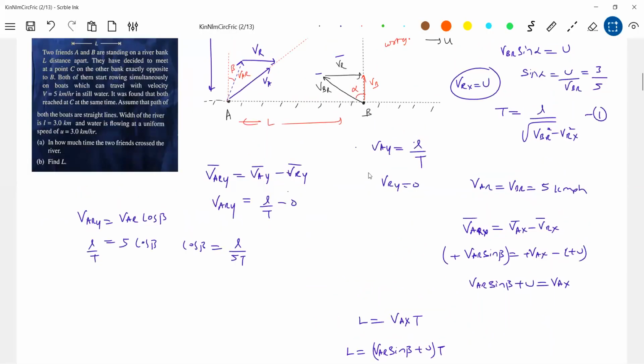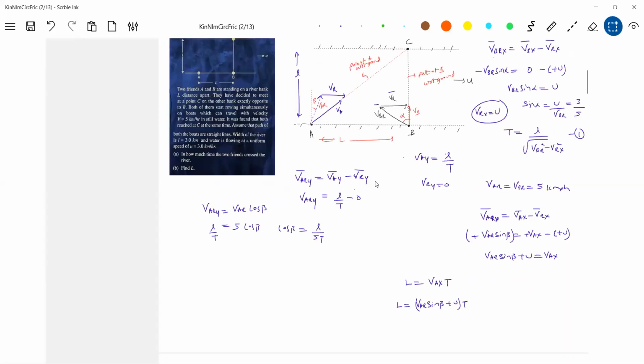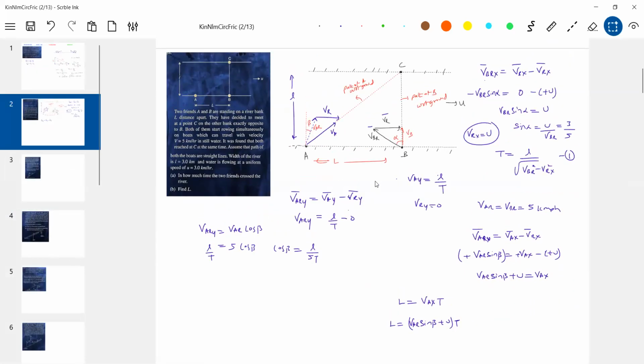About this one, in books they have solved every question by directly using some formula. I suggest you take help of relative velocity. VAB bar equal to VA bar minus VB bar, along x and along y. The velocity of swimmer with respect to ground along the x-axis will determine the drift. The velocity of swimmer with respect to ground along the y-axis will determine the time taken to cross the river. That is enough.